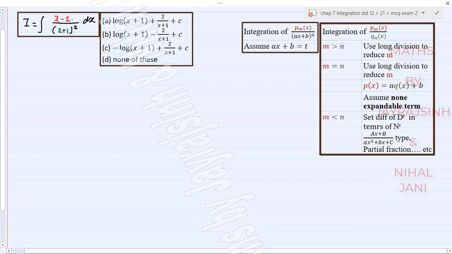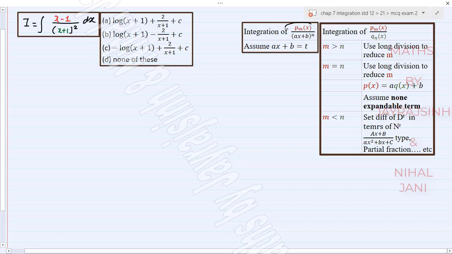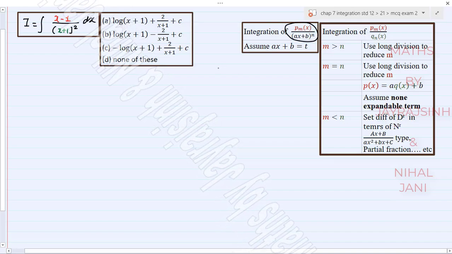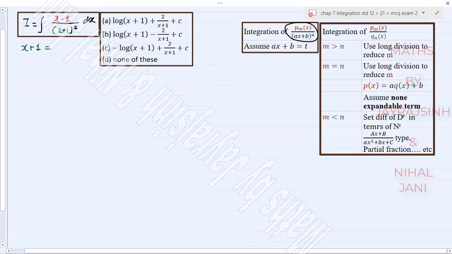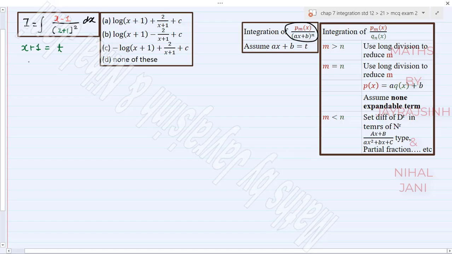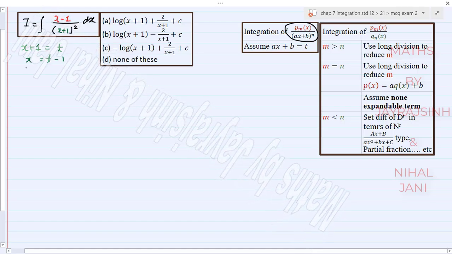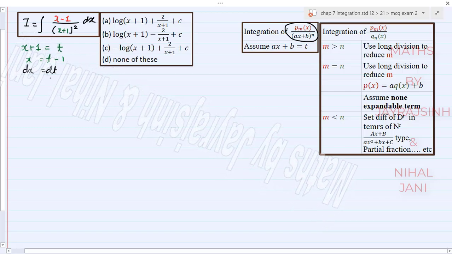Here we have to integrate x minus 1 upon x plus 1 the whole square, which is in the form of mx plus n upon ax plus b whole raised to n. So let's assume our non-expandable term, which is x plus 1, is equal to t. So we will get x is equal to t minus 1, and if we differentiate both the sides, we will get dx is equal to dt.